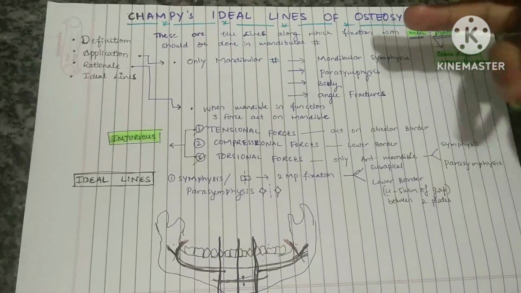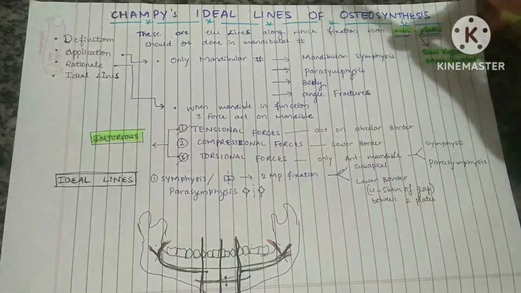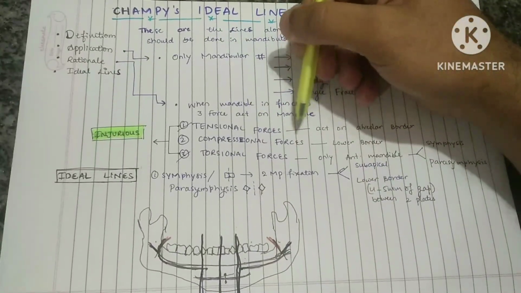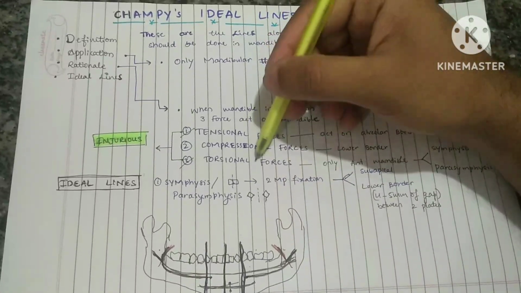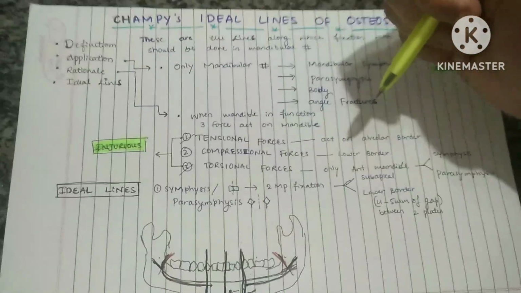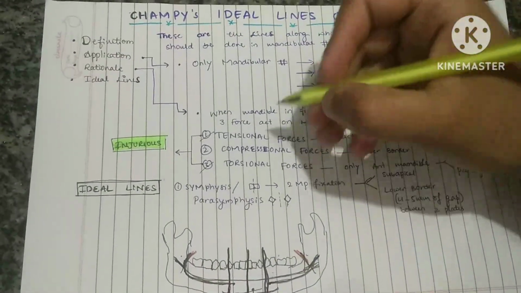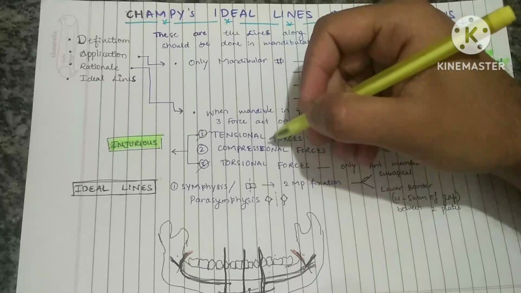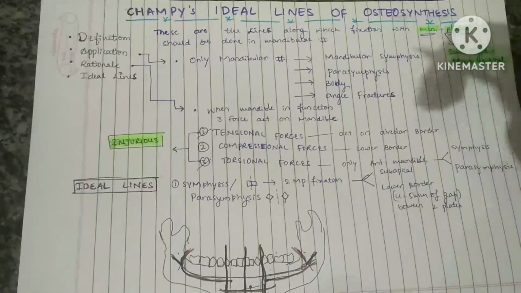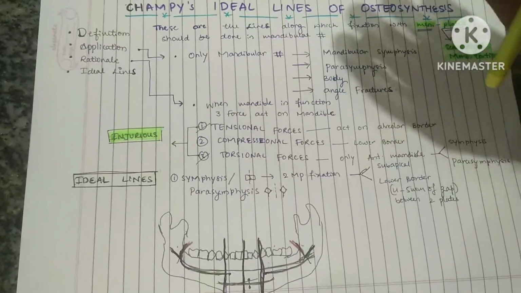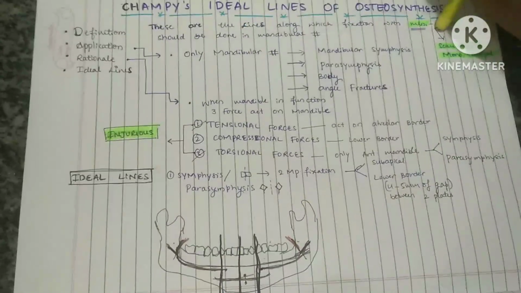Coming to the rationale, when the mandible is in function, there are three forces acting on it. What are those forces? First we have the tension forces, and second the compressional forces and torsional forces. The tension and torsional forces are the injurious ones; these are the only two injurious forces. If these two come into account, we must take care of the mandible, fix the occlusion, and then fix the mini plates.